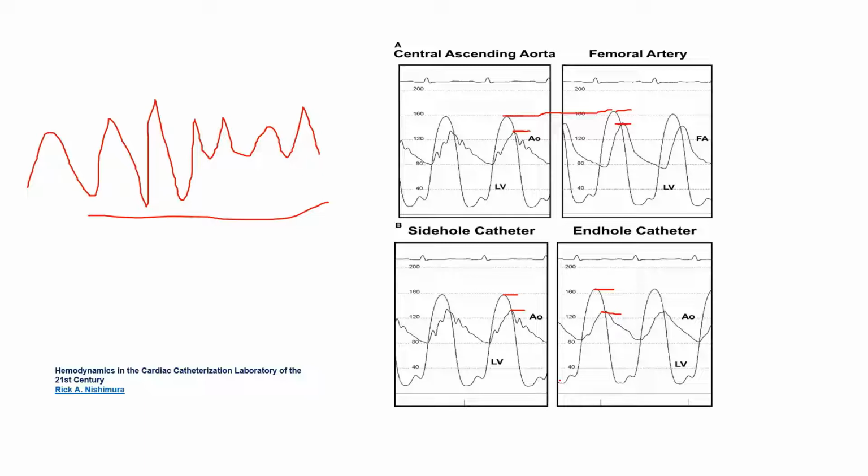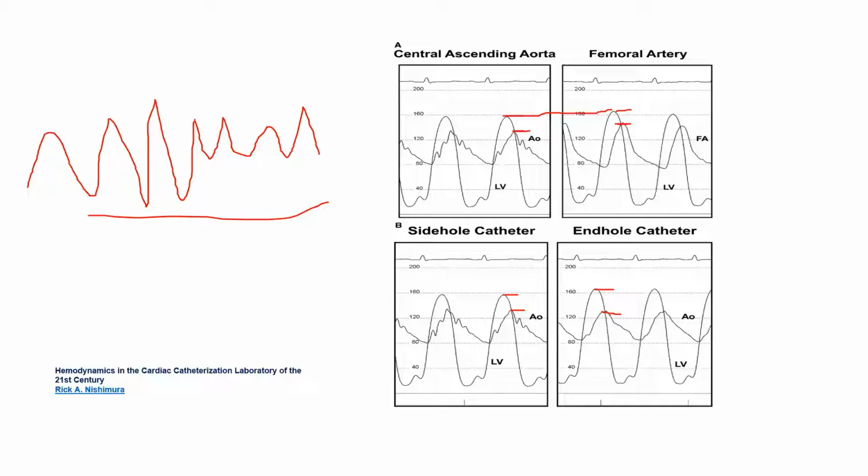Because when we say side hole, that means end hole and side hole. But the end hole is only end hole. There is no side hole. So the one with end hole, a single hole which is just at the end, is prone to what? Damping. You are prone to come against the wall. So that's why here the aortic pressure has damped, and that's why you get high gradient.